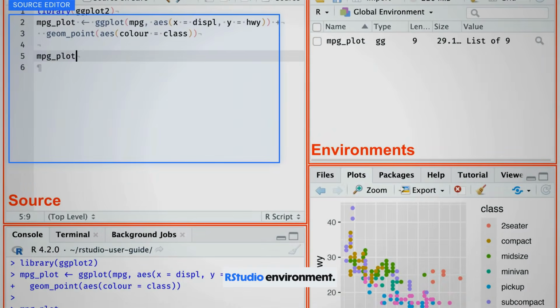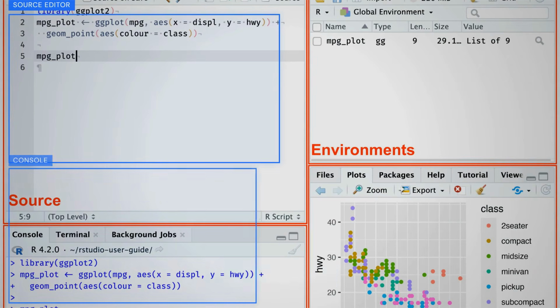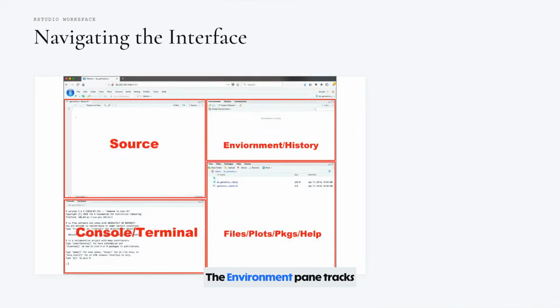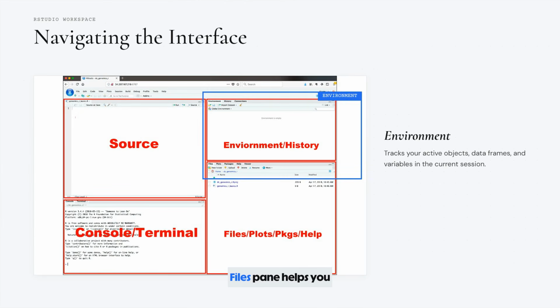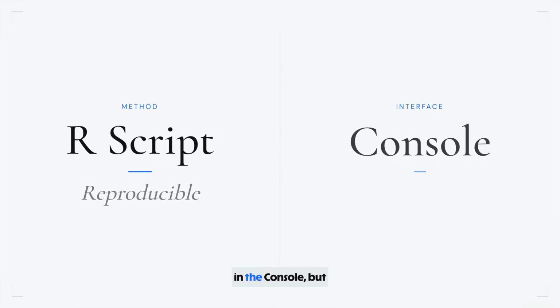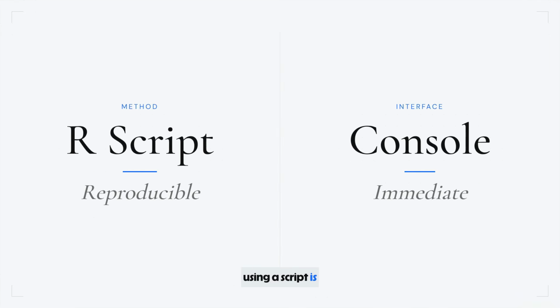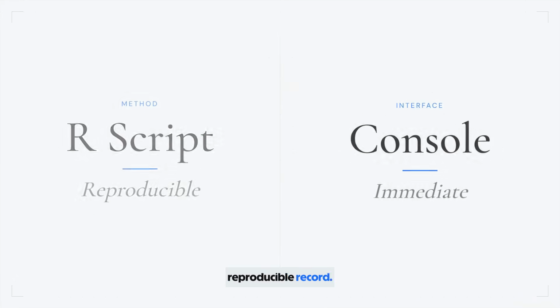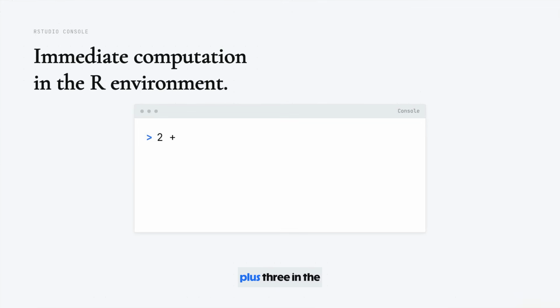Let's look at the RStudio environment. The source editor is for scripts, while the console is for direct commands. The environment pane tracks your objects, and the files pane helps you manage your data projects. Commands can be typed in the console, but using a script is better for creating a reproducible record. For example, typing 2 plus 3 in the console and hitting enter gives us the result of 5 immediately.